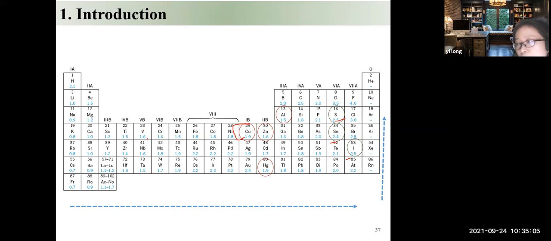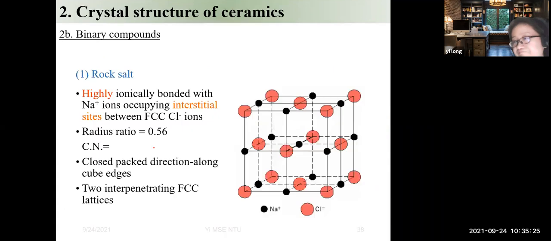Okay, so remember the conclusion first. If the bond in the ceramic is more covalent, you cannot use that RC over RA to determine the coordination number anymore. No worry, let's continue. I'm going to explain this one again.